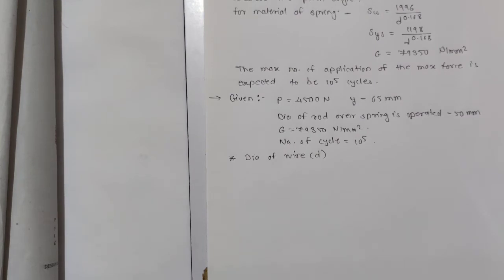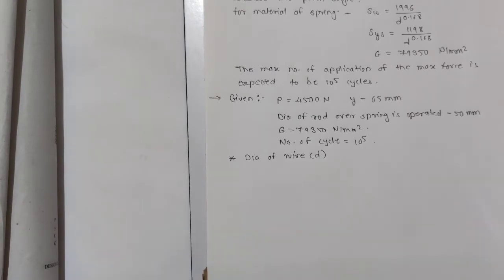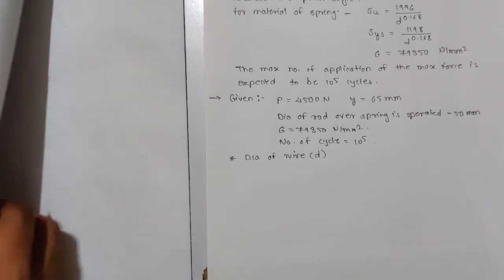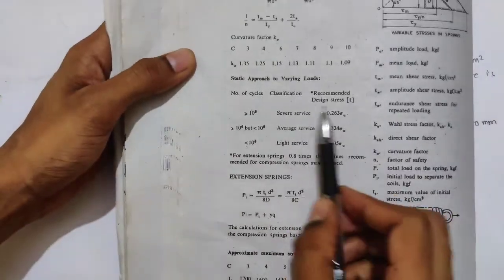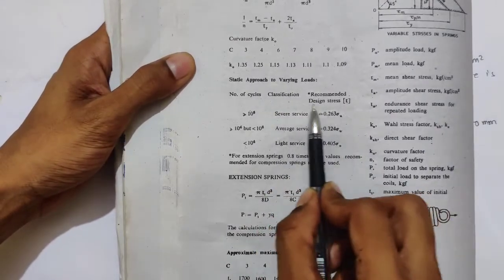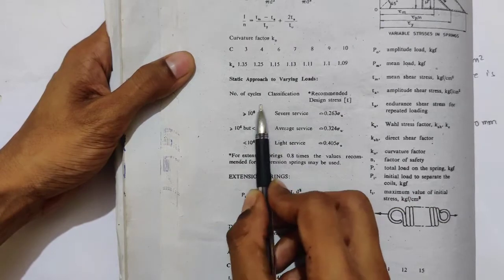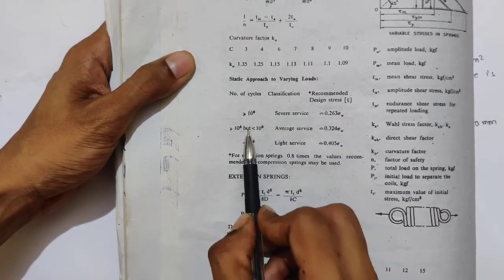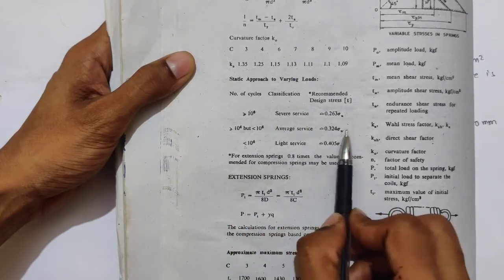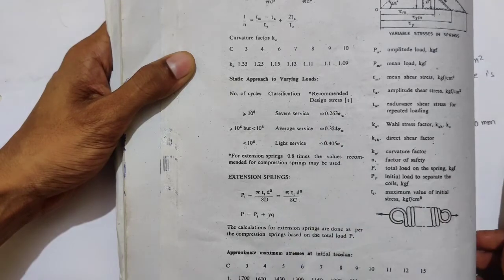Now see, what is given is number of cycles 10⁵. So I have already told in the last sum, when number of cycles is given, you should go to PSG 7.102 and find the recommended design stress. Number of cycles is 10 raised to 5, so it is lying between 10 raised to 4 to 10 raised to 6 here. So it is average service, and tau permissible is 0.324 sigma u.